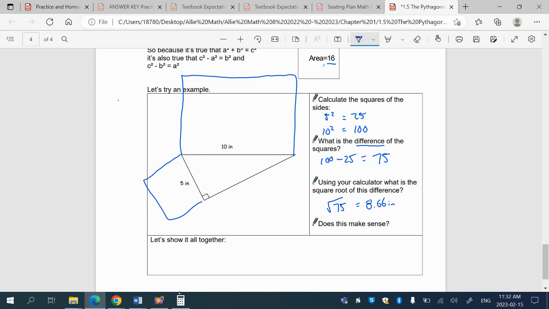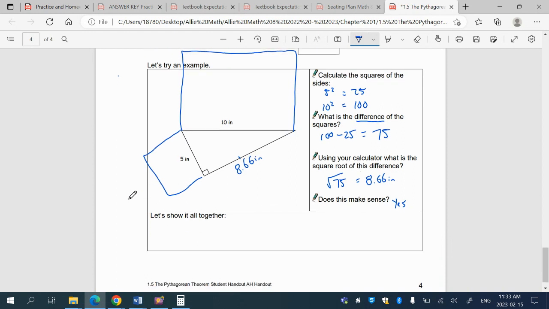Does this make sense? Yeah, it does. 8.66 inches. It's less than 10. That makes sense because the hypotenuse is always going to be the longest. So if we got 86 inches here or something like that, that would have been wrong. And it is a little bit longer than our 5 inches side. So I would say that does make sense. Yes.